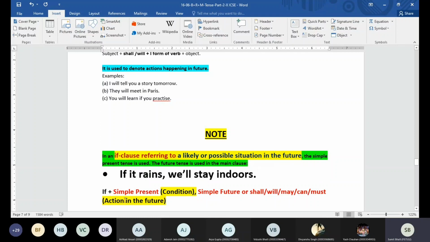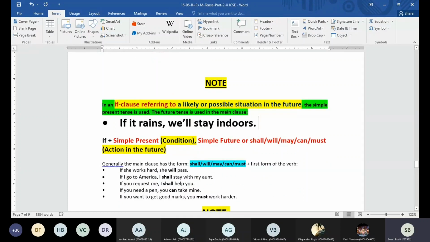So here we are going to use if plus simple present tense. Condition will be there. Then simple future we can say, or shall, will, may, can, must. These type of modal verbs can be used. If this is something which is going to happen in the future and 50% chance are there. For example, generally the main clause has the form shall, will, may, can, must. Then we use first form of the verb with that. Like if she works hard, she will pass.